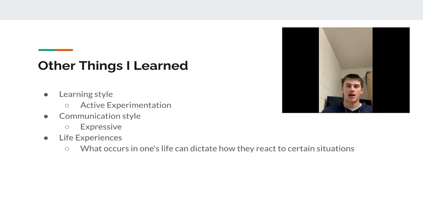And the last thing, like I mentioned in the previous slide, just about life experiences. What occurs in people's lives can really dictate how they react to certain situations. We never know how people are going to react, and we don't know what people have gone through. And like I said, the lens of inclusivity is a big factor in this.